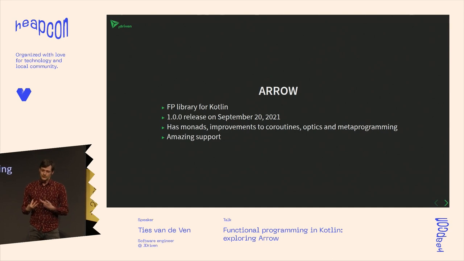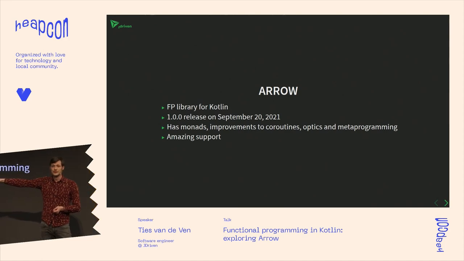And in order to find a way to accommodate that, to have both an error as a return type and an error context, I discovered the Arrow library. So Arrow is the functional programming library for Kotlin. It's still relatively new, with its 1.0 release last year. And it includes some monads, some optics, some improvements to coroutines, and some metaprogramming.